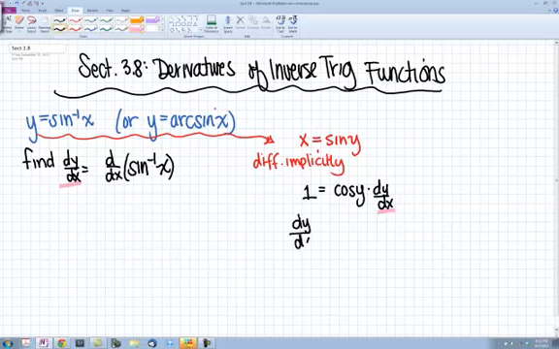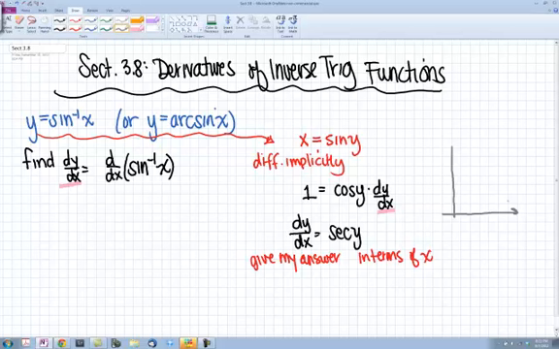I can solve for dy/dx by dividing both sides by cosine y, which is going to leave me with secant y. But now I'm trying to find the derivative with respect to x, and I want my answer in terms of x. So although secant y is great, I need to give my answer in terms of x. So how do we switch that over? What you're going to need to do is draw a triangle. So let's take a look at what x equals sine y would represent in terms of our triangle.